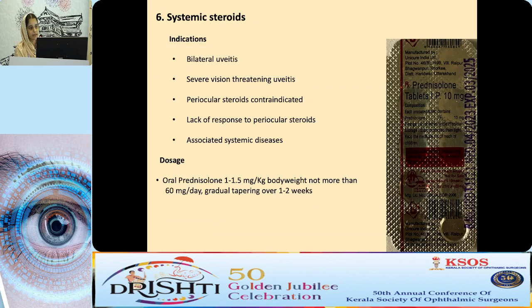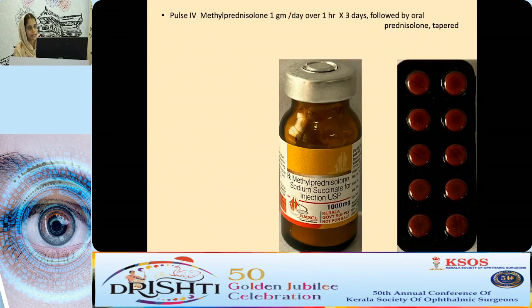Then systemic steroids are indicated in bilateral uveitis, severe vision threatening uveitis, when periocular steroids are contraindicated, or lack of response to periocular steroids and associated systemic diseases. The oral prednisolone is given as 1 to 1.5 milligram per kilogram body weight, not more than 60 mg per day, and has to be tapered very slowly. Or intravenous methylprednisolone can be given, it also has to be tapered slowly.